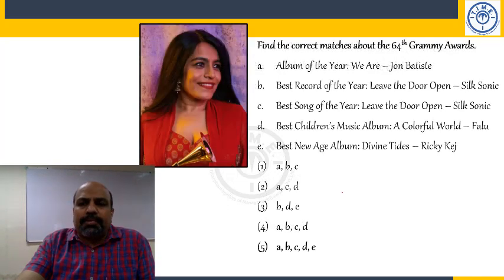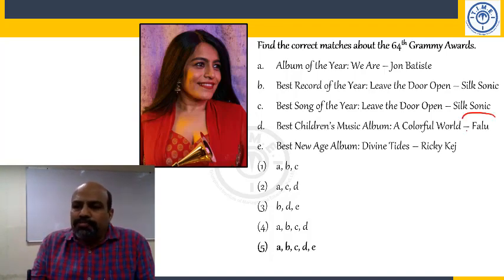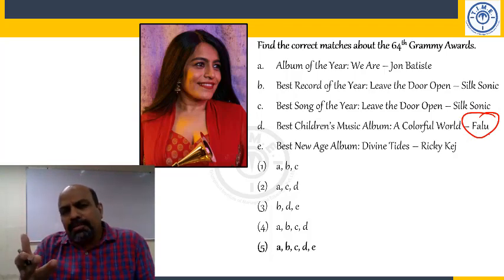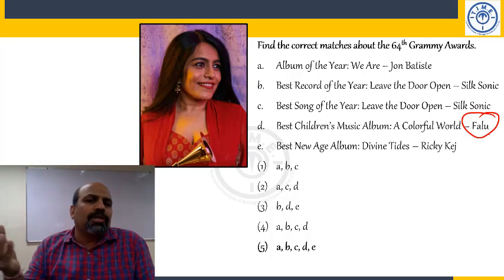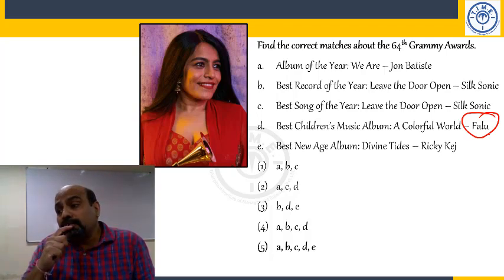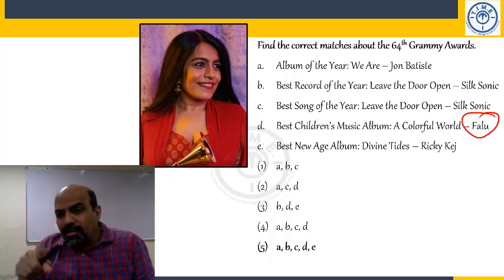Find the correct matches about the 64th Grammy Awards. All of them are right. And this is Falgunisha. Falgunisha is Falu. Yes. Falgunisha was born in Mumbai. She trained as a classical vocalist and a sarangi expert under Ustad Sultan Khan. So these are all true things.